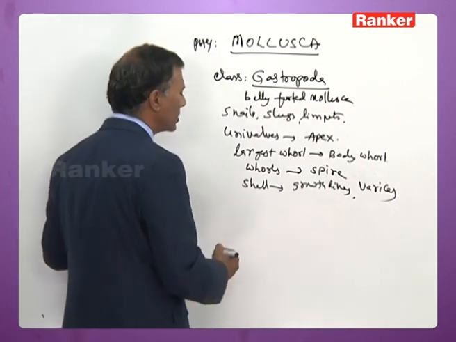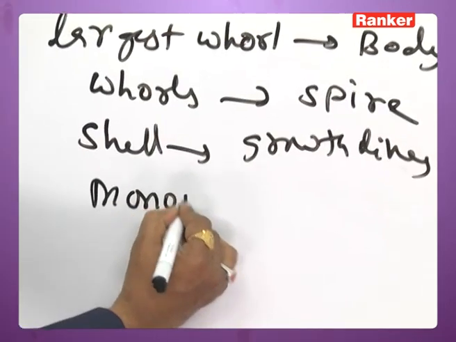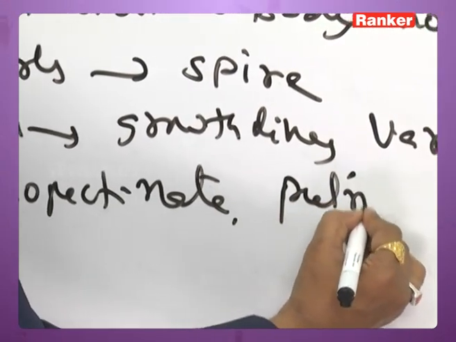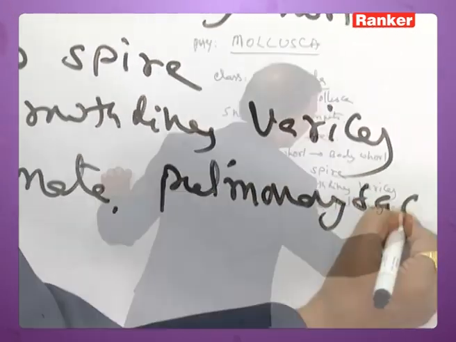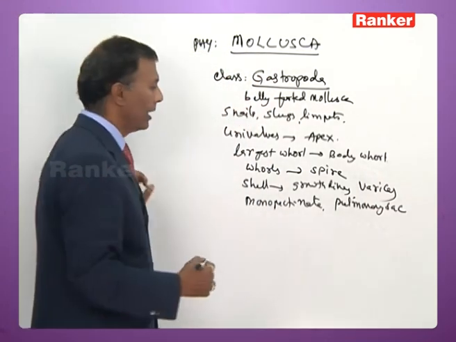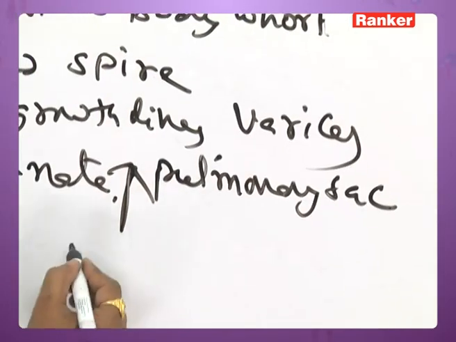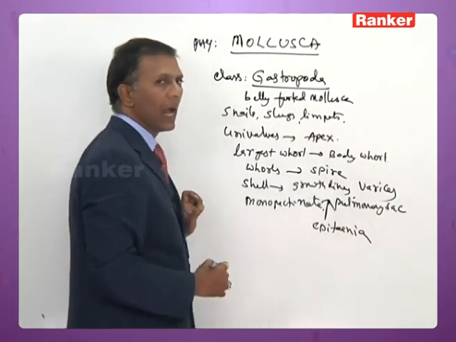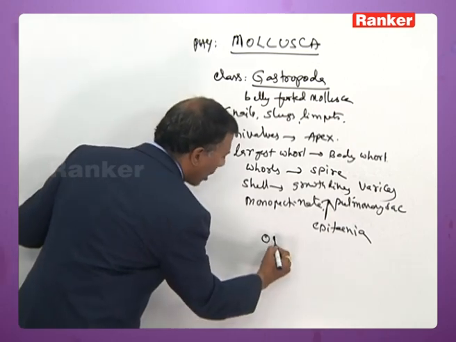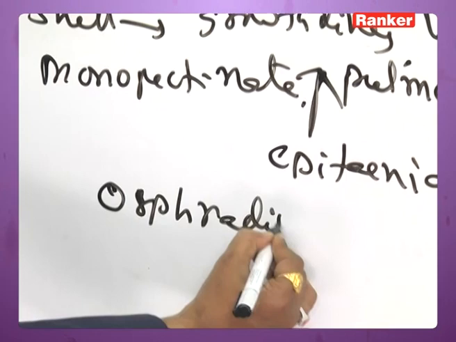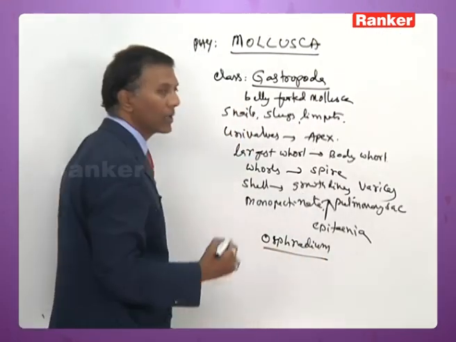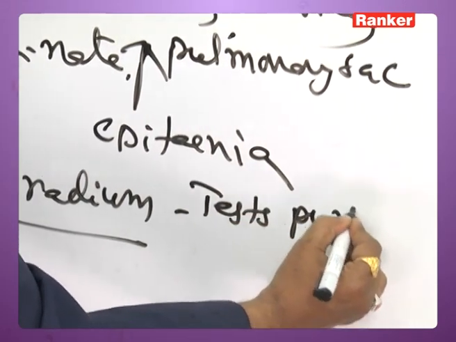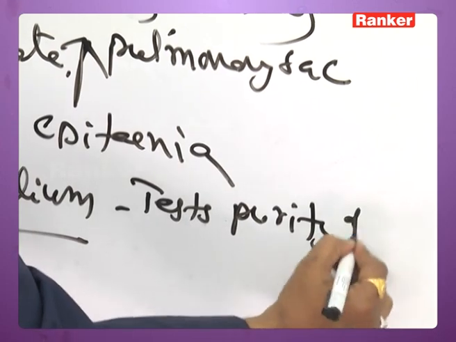Now the snails, as I mentioned earlier, have both monopectinate gills and a lung called the pulmonary sac. Both of them are separated from each other by a ridge-like structure called epitaenia. And they have a leaf-like structure called osphradium, which acts as a chemoreceptor and tests the purity of water.